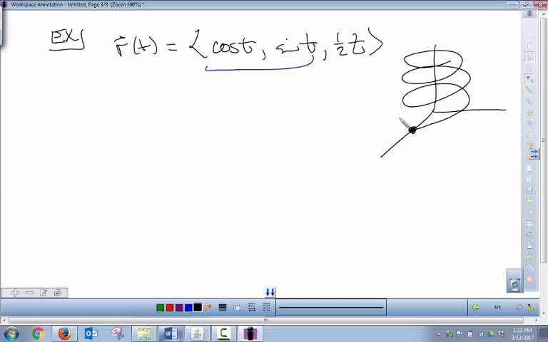Now, depending on what t is equal to, you could go down as well if you put negative values for t. But in general, it's a spring, so this is a helix.